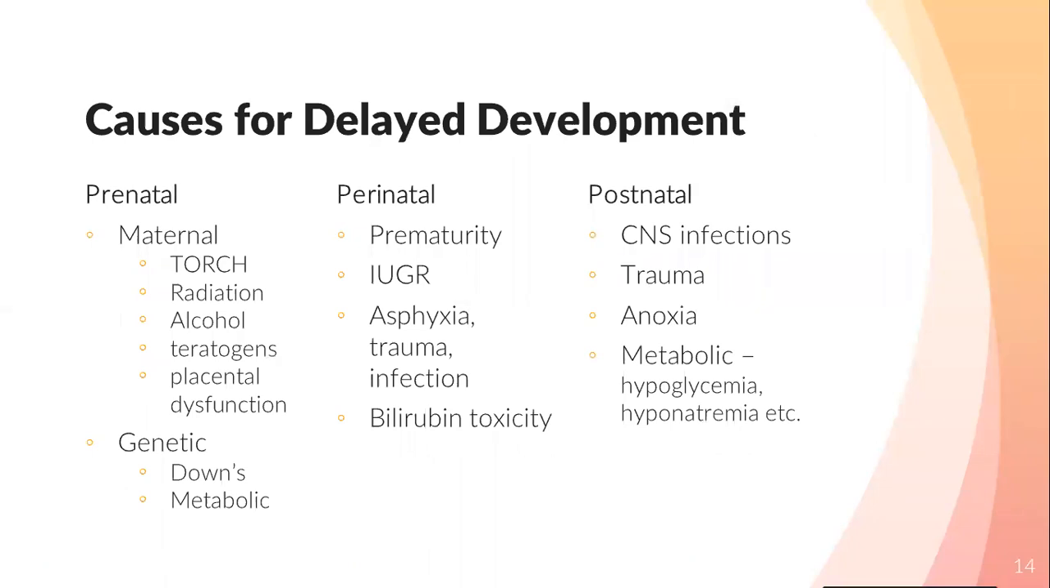Now, if the child is not following the track it should, we'll have to evaluate what exactly the problem is. This could be due to a maternal infection, or infections early in the pregnancy. These are TORCH infections. The full form would be toxoplasma, rubella, cytomegalovirus, herpes, and certain others. It could be an effect of radiation, alcohol, or various teratogenic drugs.